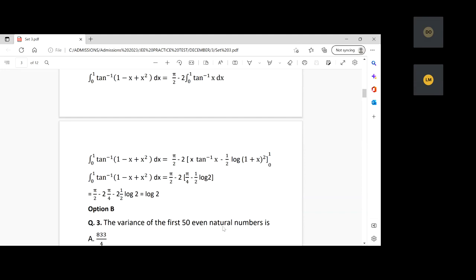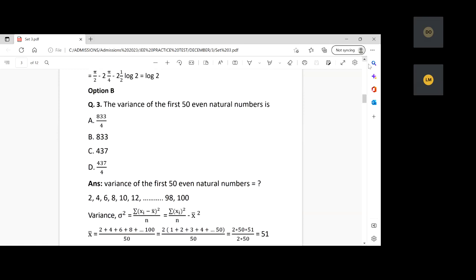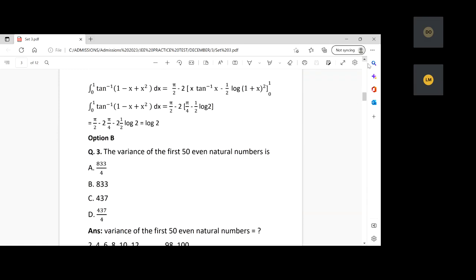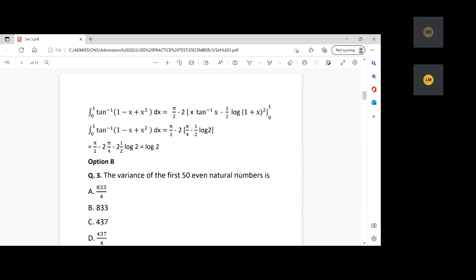Yes. So moving on to the next question. The variance of first 50 even natural numbers. This question can be anything, like the variance of first 100 odd numbers or anything. But this is also a type of question which comes in competitive exams because it requires some mathematics, some calculation, which can consume your time. This is one of those types of questions.